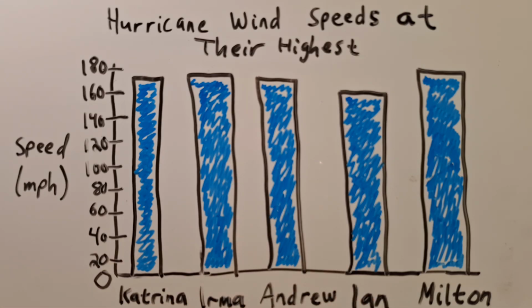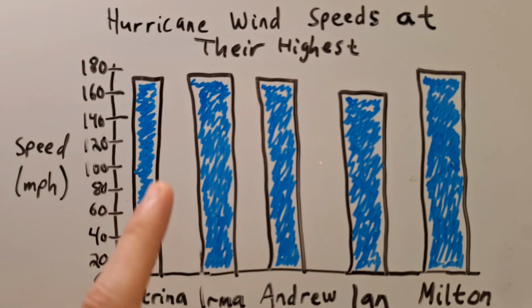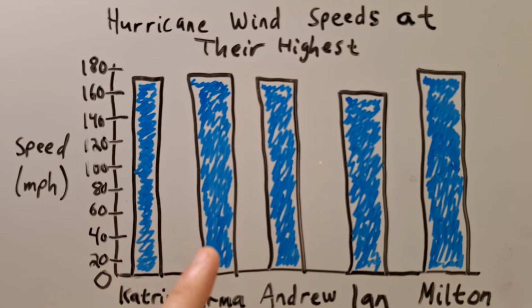So a bar graph is useful for showing comparisons. And here I am comparing the wind speeds of 5 different hurricanes. So notice that the bar graph compares the data values through the height of each bar.